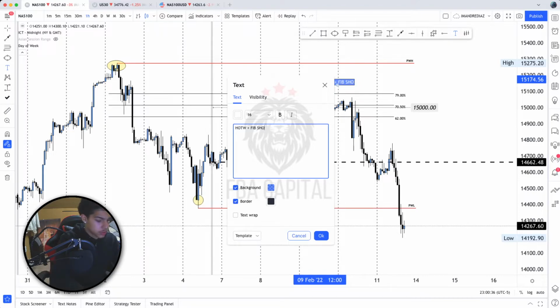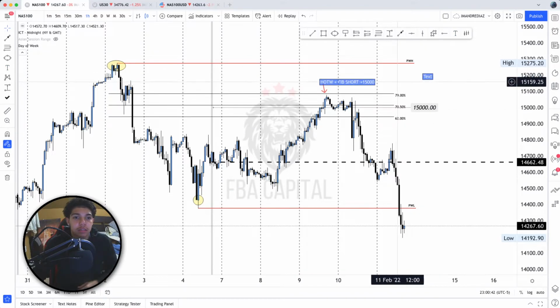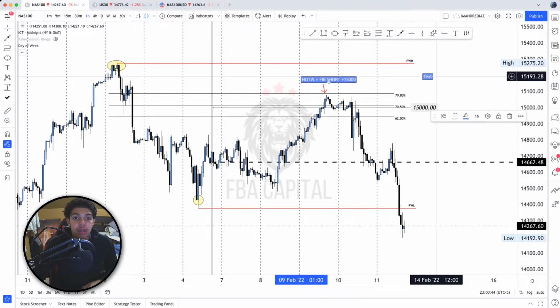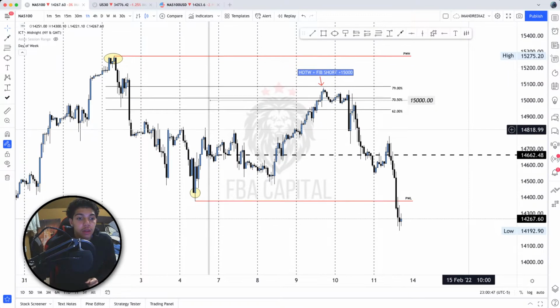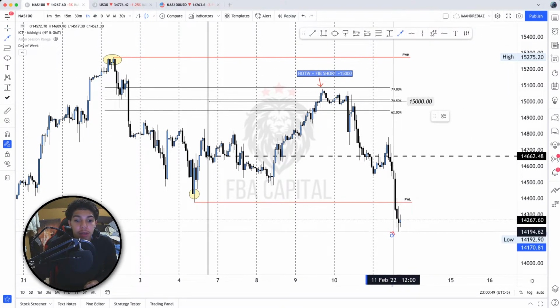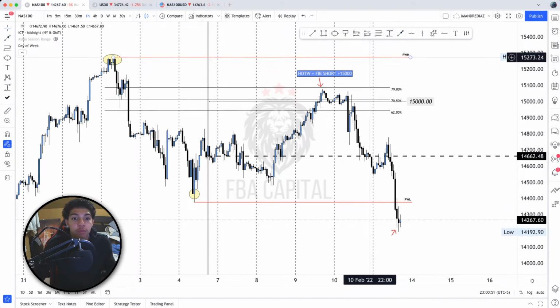Spelled that wrong. FIB short at the 15,000 level. So 15,000 big figure level. Look at how clean this is. You can't tell me this isn't clean. And then where did we end up making the low of the week? We ended up making the low of the week after trading into that 14,200 level.